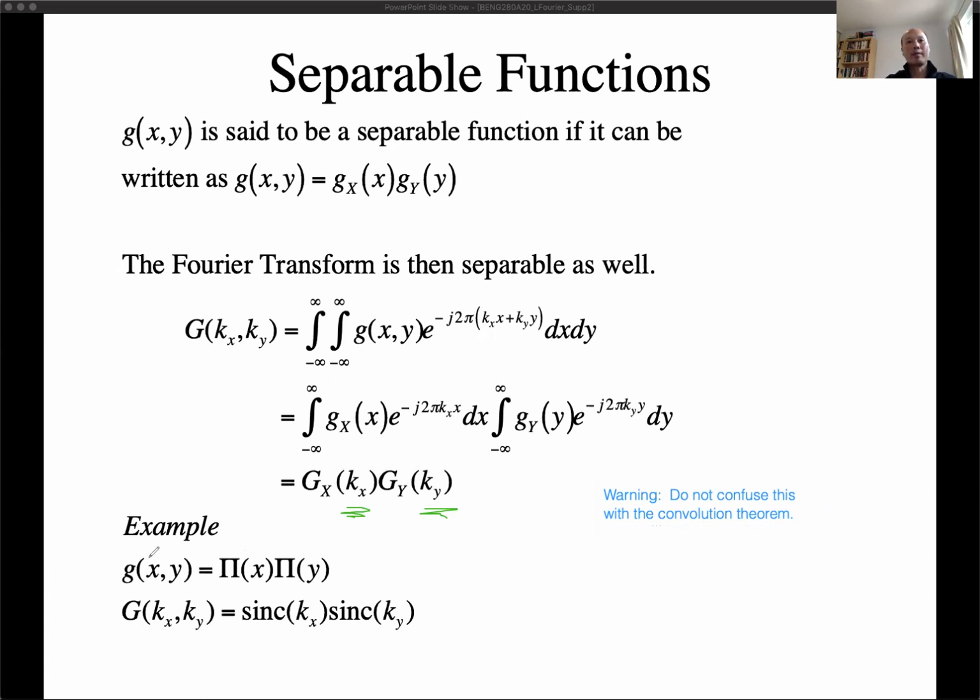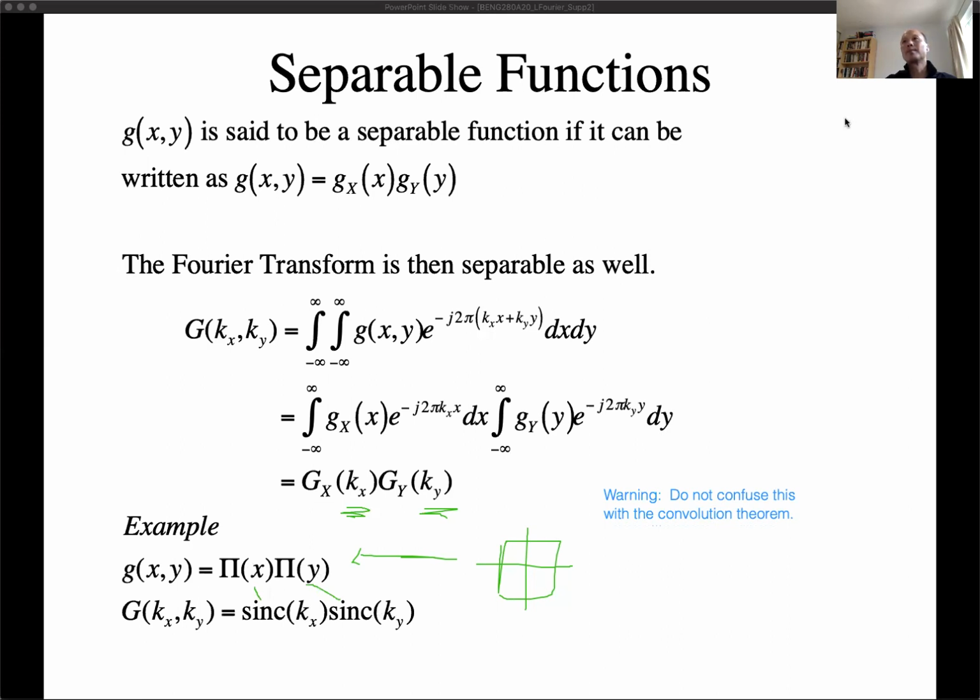The most important example of that for this class is if I have rect of x times rect of y, which is a two-dimensional rect function. That's this function here. Then it's a separable function. So I can write it as the Fourier transform of this one, which is just sinc, and then the Fourier transform of this one, which is sinc. So one is sinc of kx and one is sinc of ky.